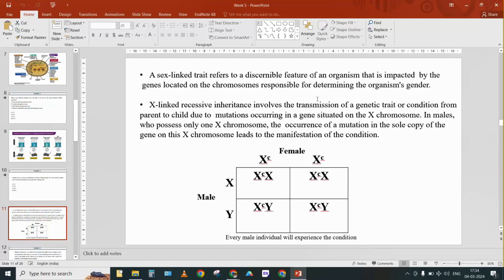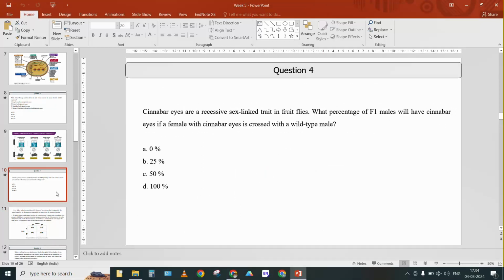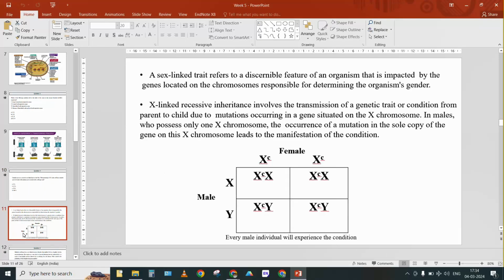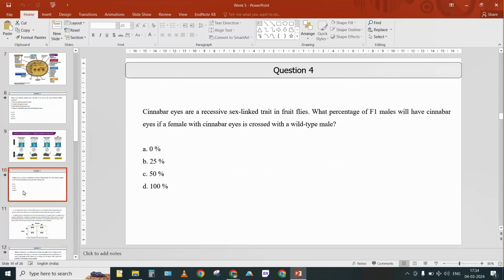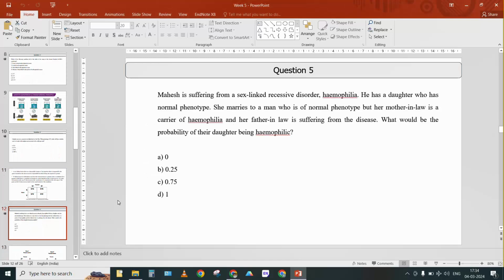So in this situation, every male individual will experience the same condition. According to this, the possible answer could be 100%. That is option D. So option D is the correct answer for question 4. Moving forward to the next question, that is question 5.